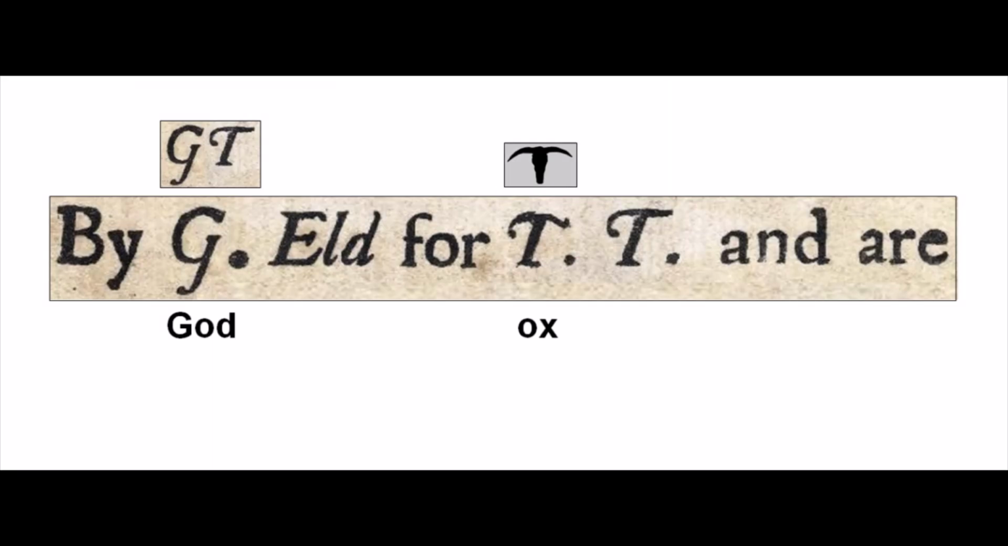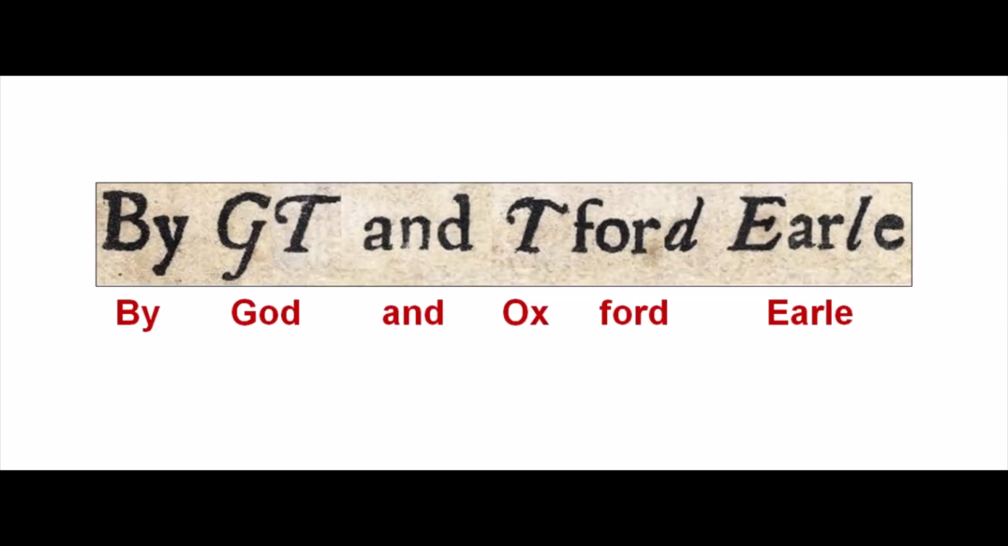The second and third messages are found in the byline, which Waugh explains is an anagram. The letter G and the second letter T initial are in the same swash font, and together GT is a short form for God. Waugh also explains the connection of the letter T to the word ox, and how the first letter T initial resembles the head of an ox with its horns bent downwards. Waugh then shows how the byline is an anagram spelling by GT and T Ford Earl, meaning by God and Oxford Earl.